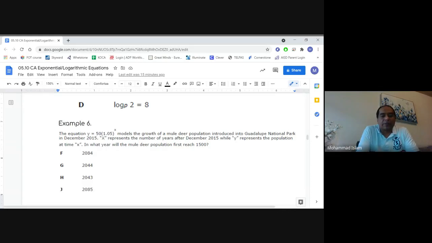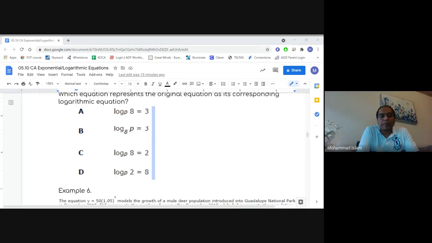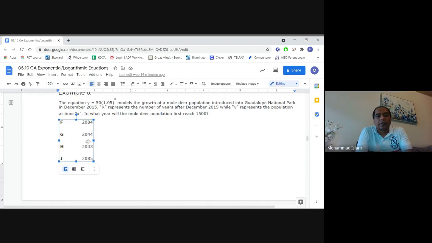Y equals 50 times 1.05 to the power x. So this is the exponential equation, and the four choices we are given are in terms of the years. I just want to keep these choices in front so that I know when I solve it.